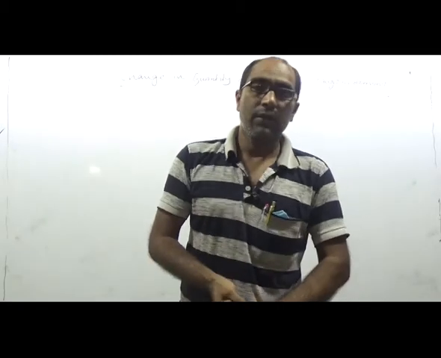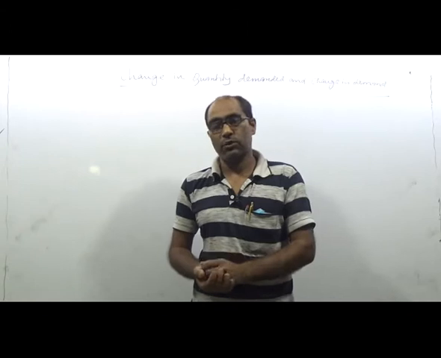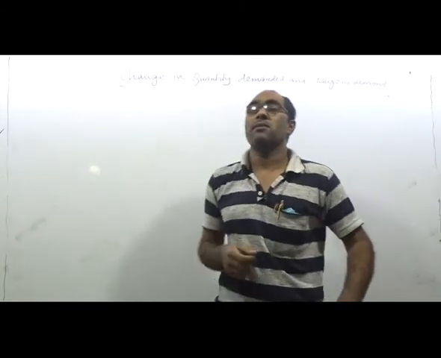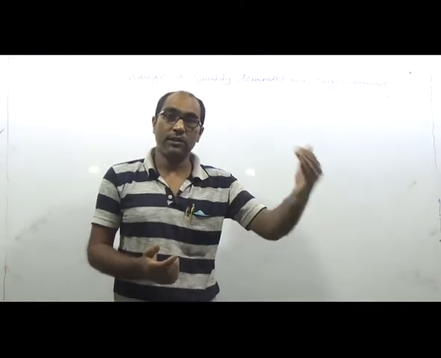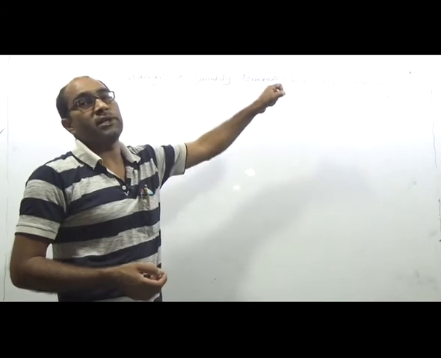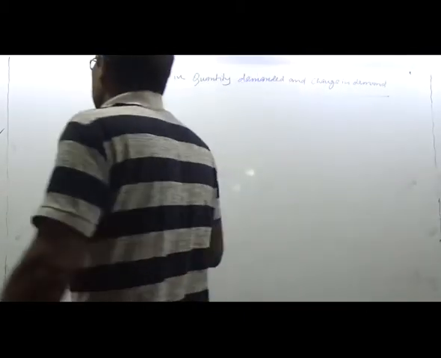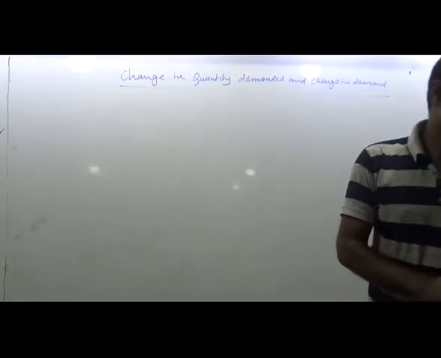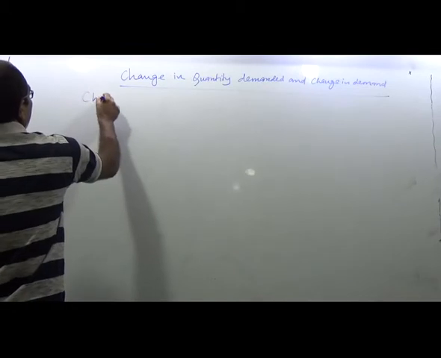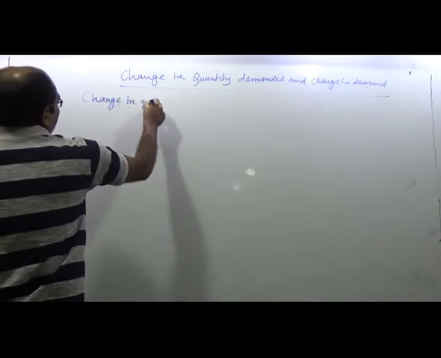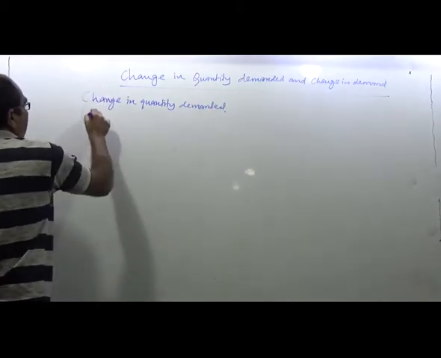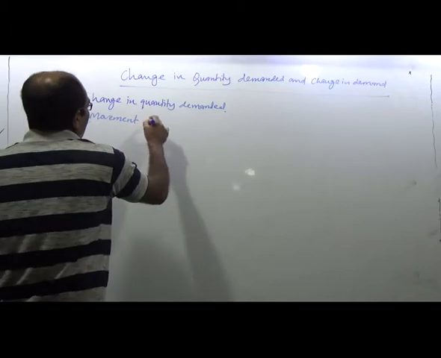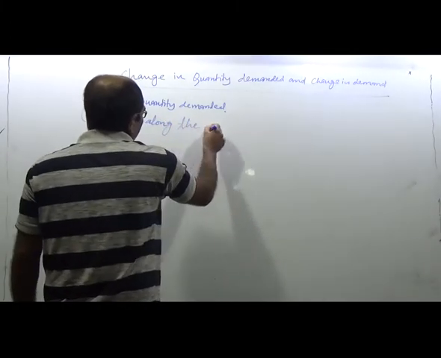So here, we first apply the law of demand, and through its application we discuss changing quantity demanded. And with the application of other things remaining the same, what happens if other things change? We have to deal with changing demand. The changing quantity demanded is popularly known as movement along the demand curve. First we start with change in quantity demanded, or movement along the demand curve.